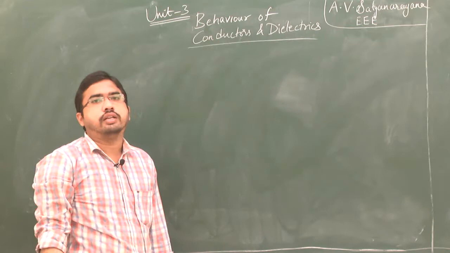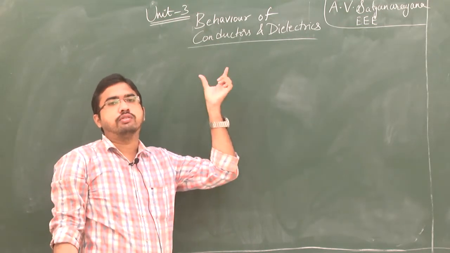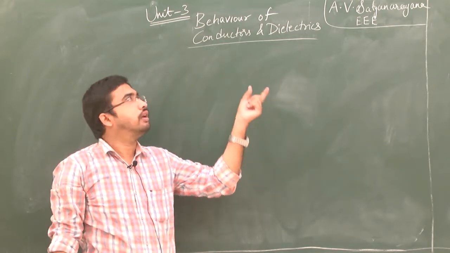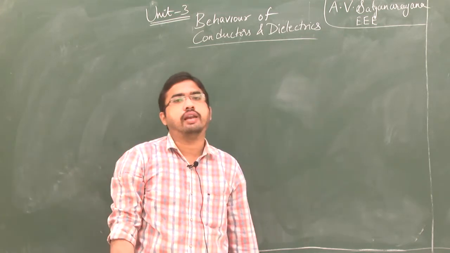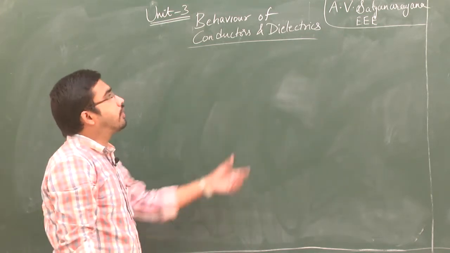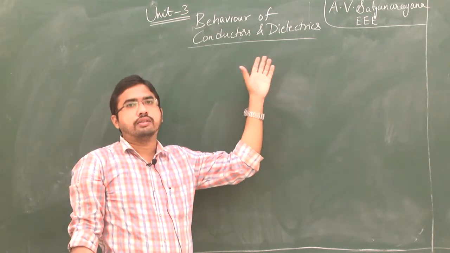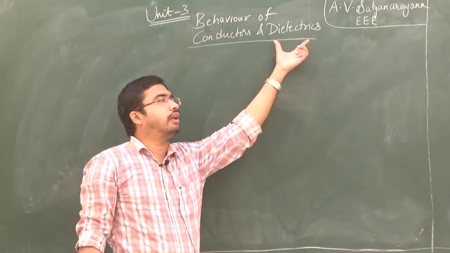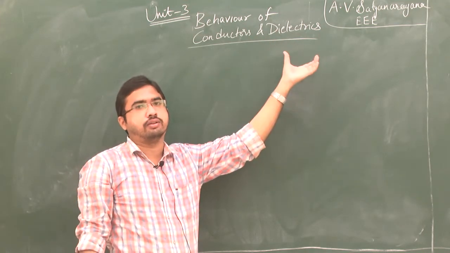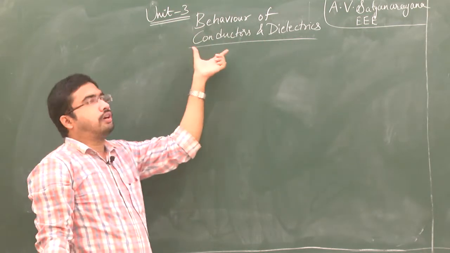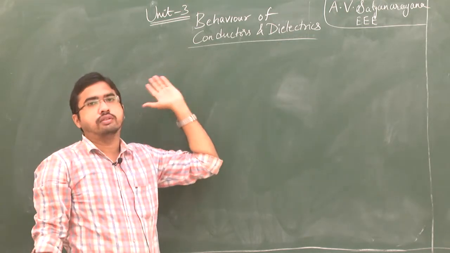So already we know that a conductor is a material which allows the free flow of electrons. That means it will allow the free flow of current. Then what about a dielectric? A dielectric acts as an insulator. Insulator means it will not allow current, only under some particular conditions will it allow the current to flow through it. Remaining times it will act as a simple insulator. So how these conductors and dielectrics behave, we are going to study in this third unit.